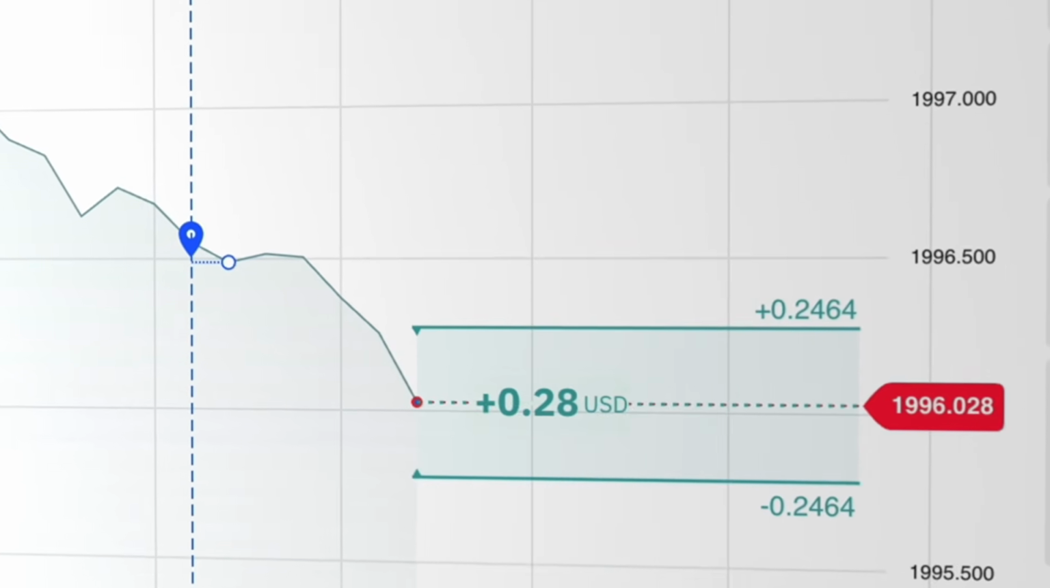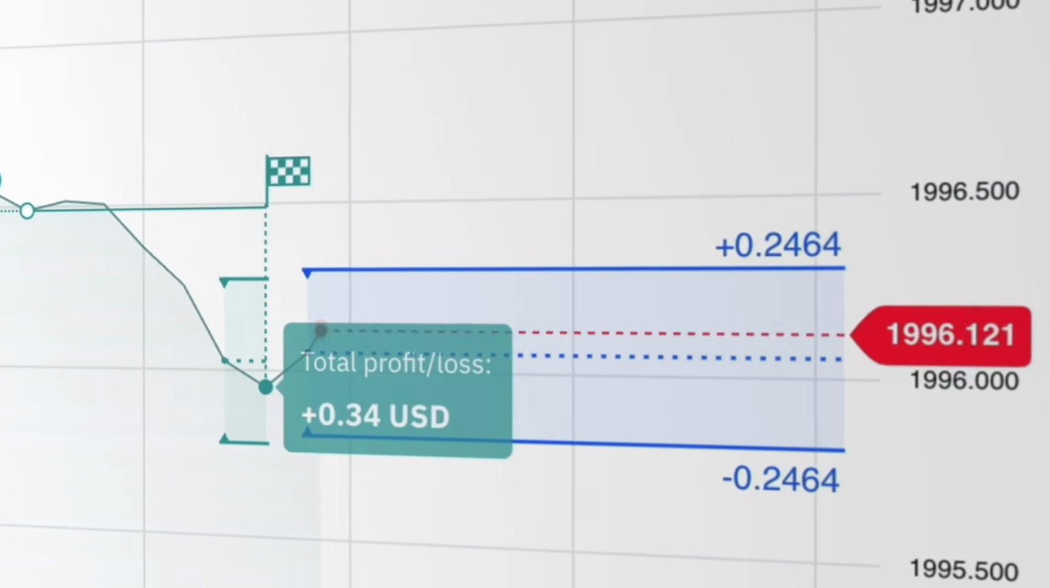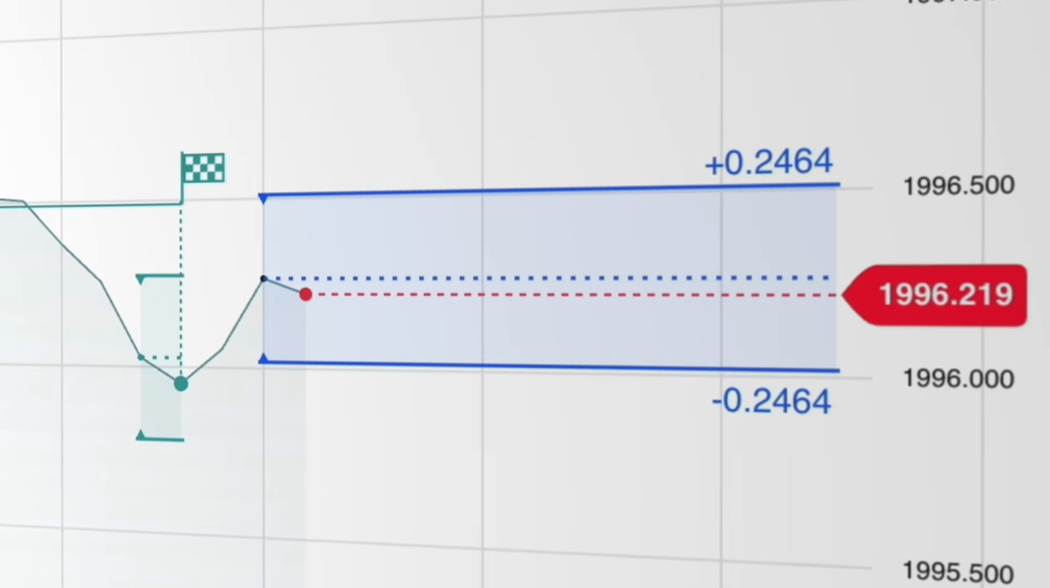With accumulators, you have a chance to earn up to 5% compounded growth per tick by predicting if the market price will stay within a specific range.